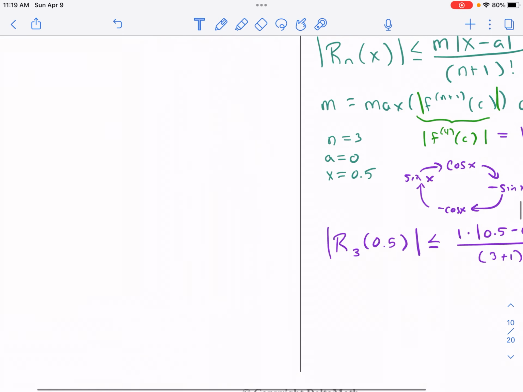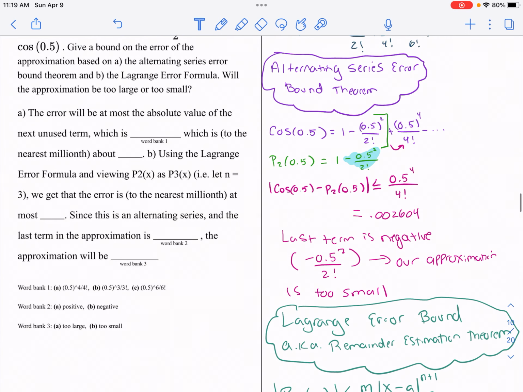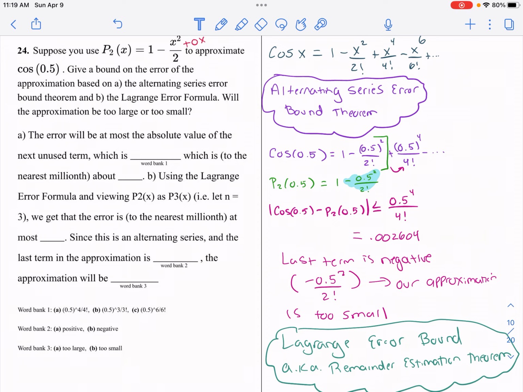All right, so putting that all in, this is a scaffolding problem to get you to piece the ideas and get the language together. The error will be at most the absolute value of the next unused term, which is 0.5 to the 4th divided by 4 factorial, which is to the nearest millionth about 0.002604, what we said.